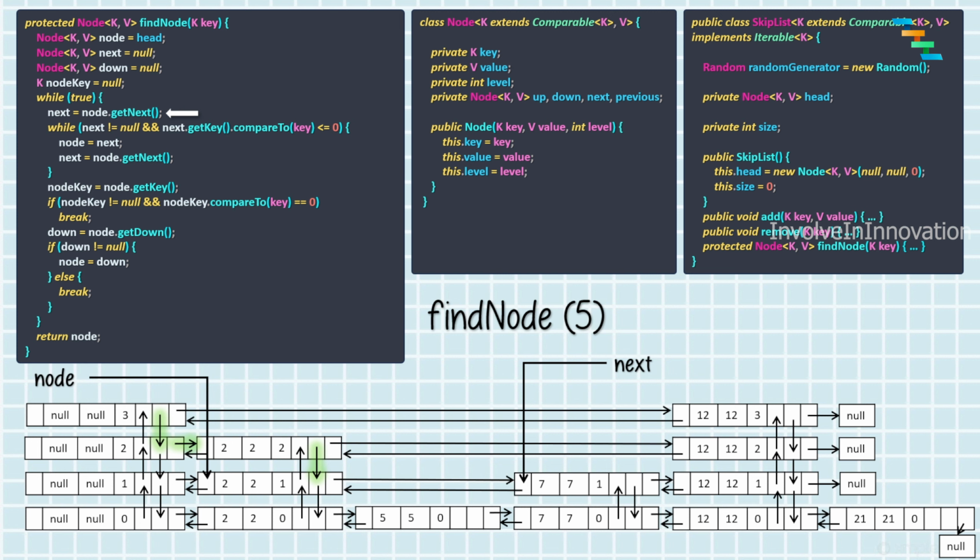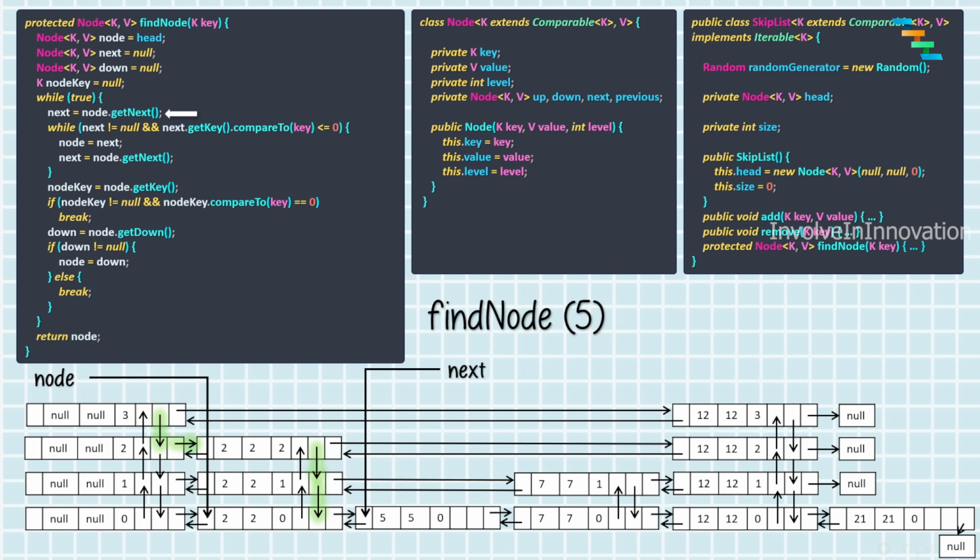Continue with the next iteration. Assign node 7 level 1 to the next variable, and check if the next node key 7 is less than 5. No, 7 is greater than 5. Then check if the current node key is equivalent to 5. Current node key is 2, which is not equivalent to 5. So go one level down from the current node variable, which is node 2 level 0. Continue with the next iteration.